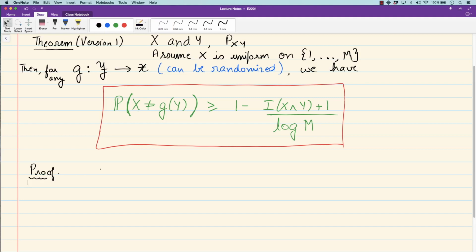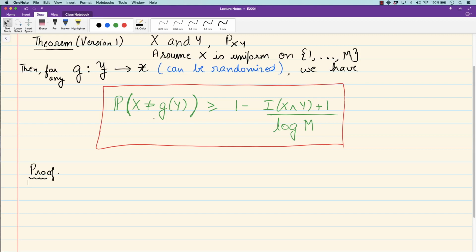So the reason you can resolve these M hypotheses about X using the value Y is because X and Y are correlated. In fact, if X was independent of Y, what is the best probability of error you can get? Can you think about it? You can take a pause and think about it.